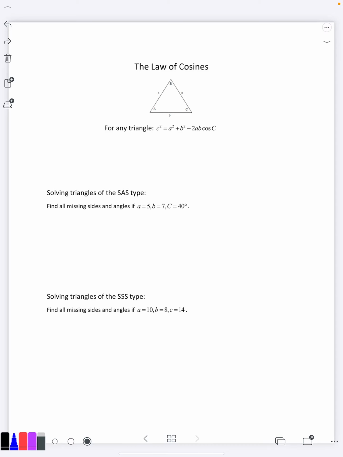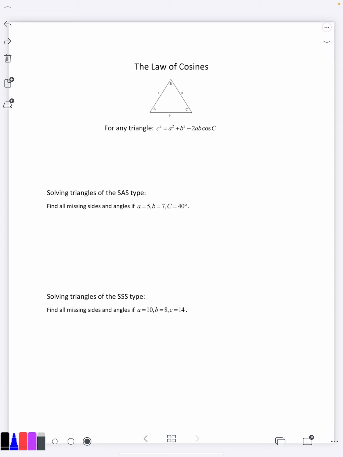In the last video, we learned about the law of sines. It was something kind of similar to SOHCAHTOA, but it worked for any triangle, not just right triangles. In this video, we're going to learn about the law of cosines, which is going to be very similar to the Pythagorean theorem, except once again, this will work on all triangles, whereas the Pythagorean theorem only works on right triangles.